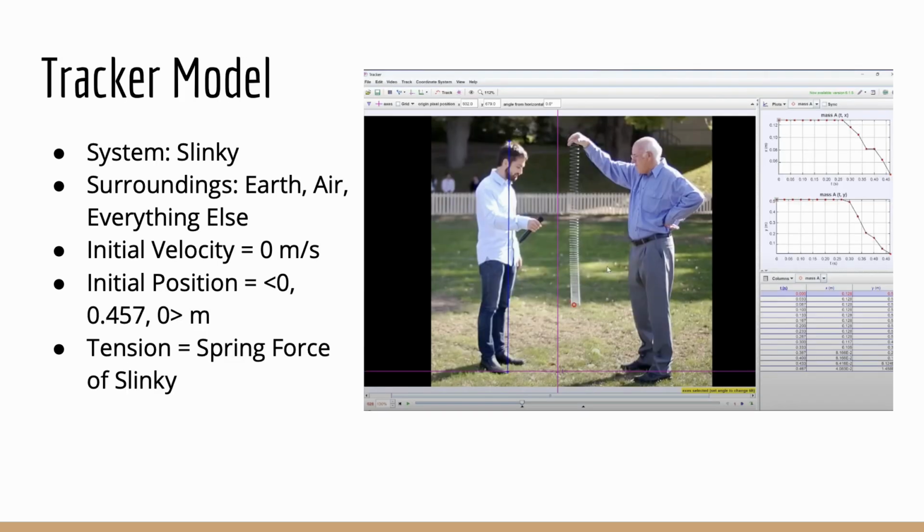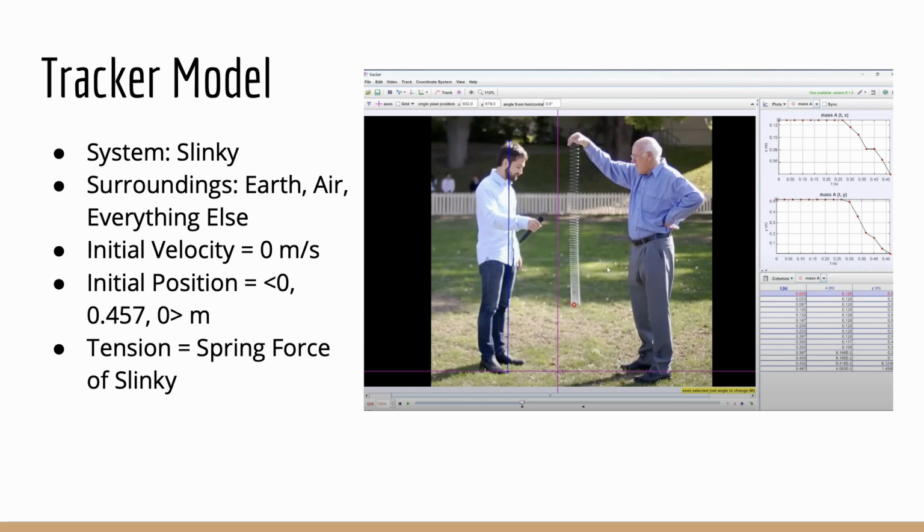For this experimental model, Tracker was used to track the center of mass throughout the video. The system for this experiment was the Slinky, and the surroundings were the earth, air, person's hand, and everything else. Initial velocity was 0 as we started from rest, and we started 0.457 meters off the ground.